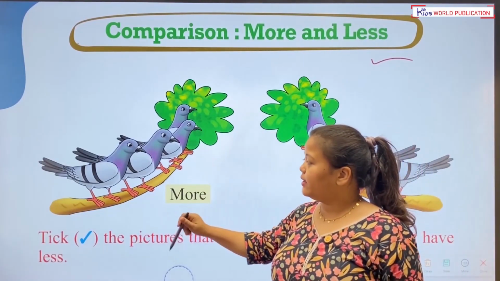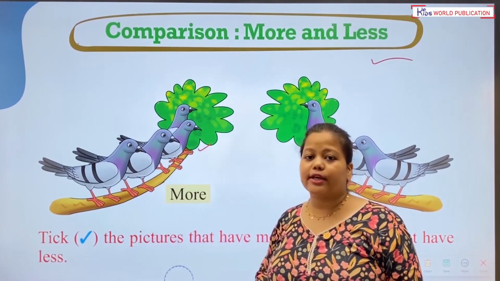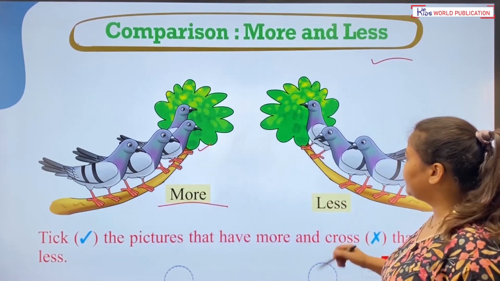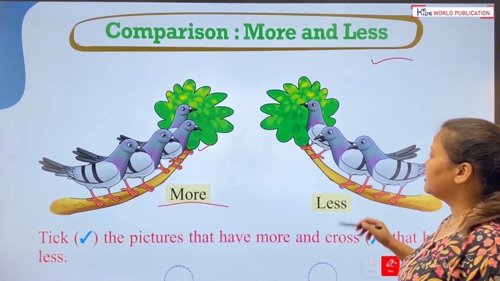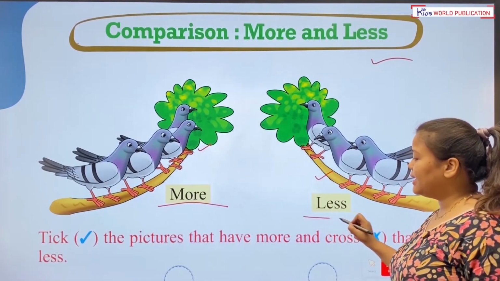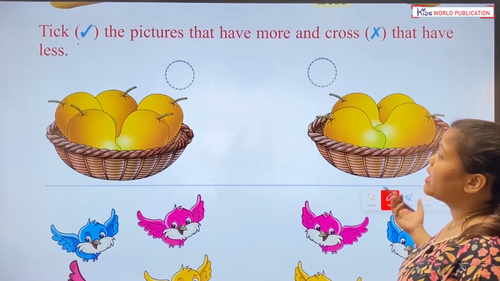Comparison, more and less. Here you can see 1, 2, 3, 4 pigeons sitting on the branch, so they are more. And here 1, 2, 3. Only 3 pigeons sitting on the branch, so they are less. Take the pictures that have more and cross that have less.